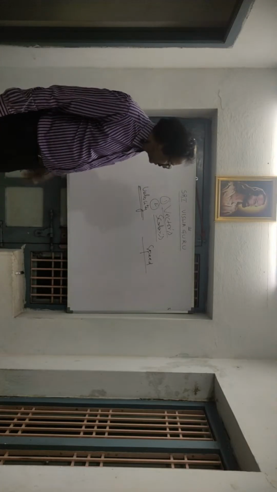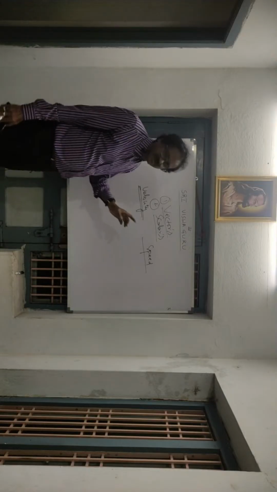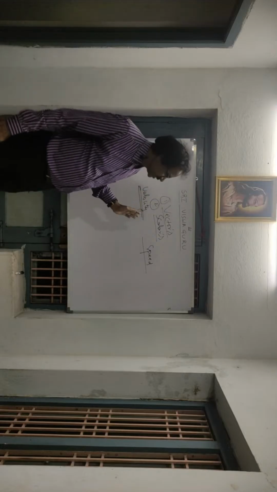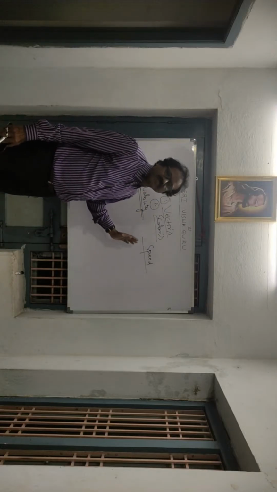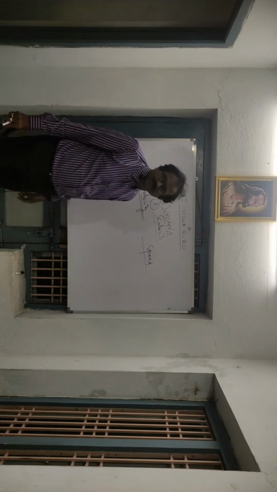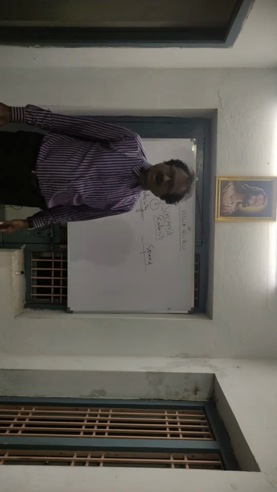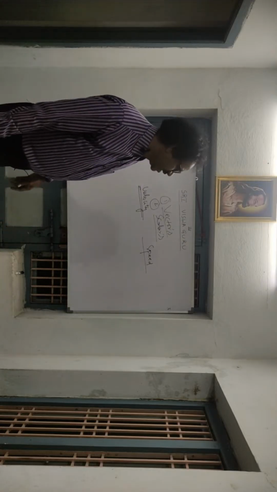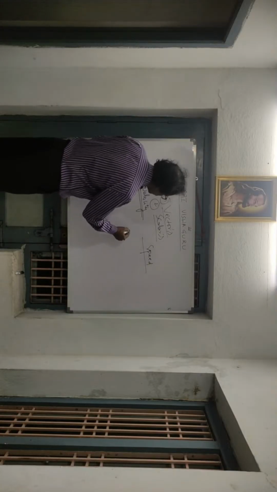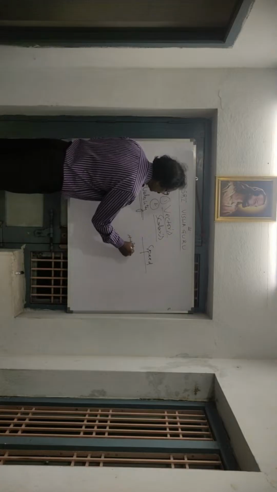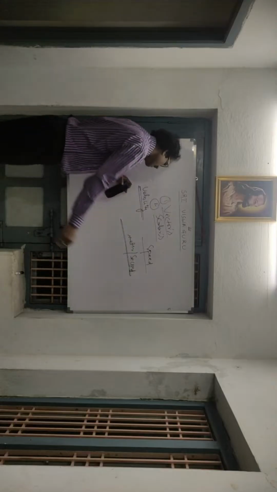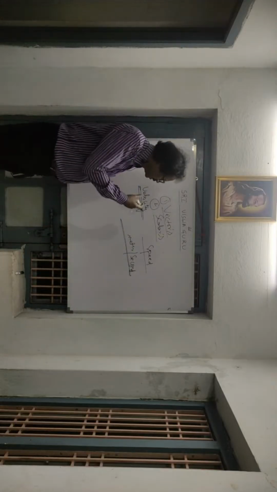Okay, here we are talking about speed. Speed is equal to distance by time. The definition: the distance travelled or covered by an object in a unit time is called speed. What are the SI units of speed? Meter per second is the SI unit of speed.